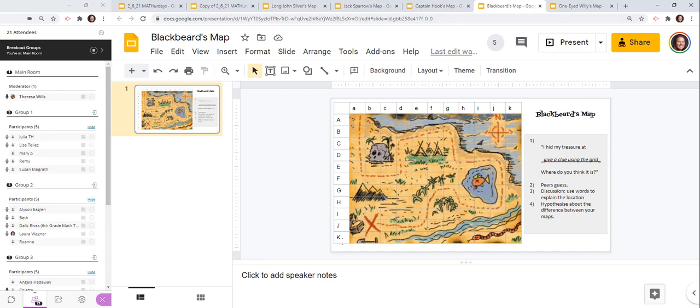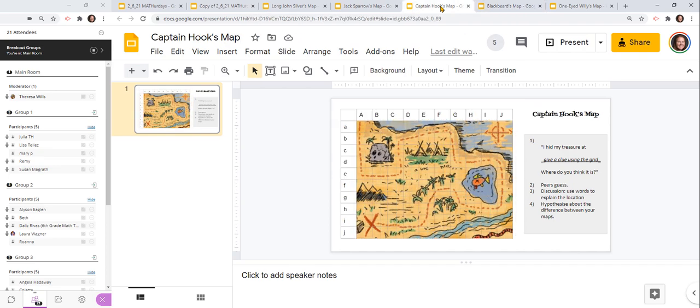Blackbeard has capital letters on the vertical, lowercase letters on the horizontal. And so that fits nicely with Captain Hook's. Here's some of the difference between those. And when Captain Hook's has the capital letters on the top and the lowercase on the side, it will get to the importance of which way do we go first, x-axis or y-axis.